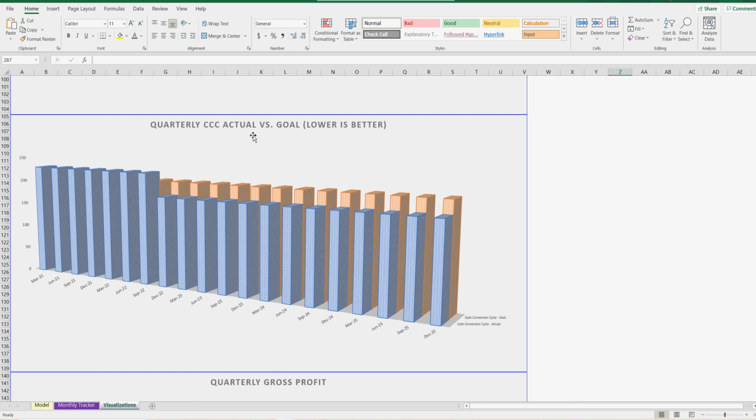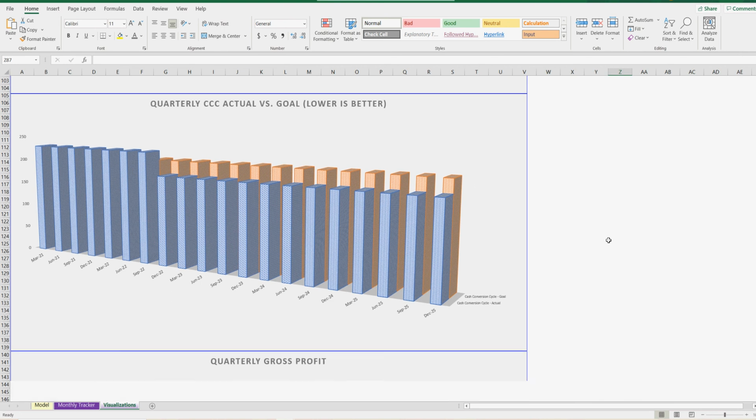Quarterly CCC actual versus goal. So this is the actual numbers, not just the percentages. And the bars in front you want to be lower than the bars in back, because the bars in back are the goal, and you want obviously to be lower than the goal because that's better.